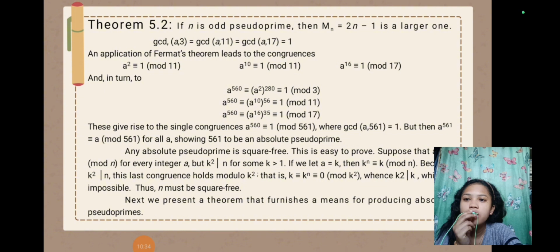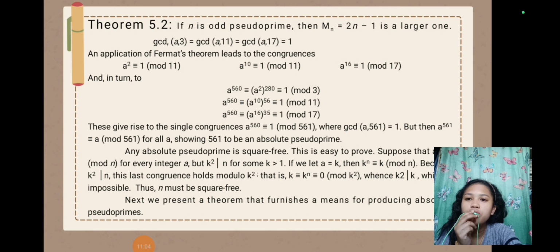These give rise to the single congruence a^560 ≡ 1 (mod 561), where GCD(a, 561) = 1. But then a^561 ≡ a (mod 561) for all a, showing 561 to be an absolute pseudo-prime.